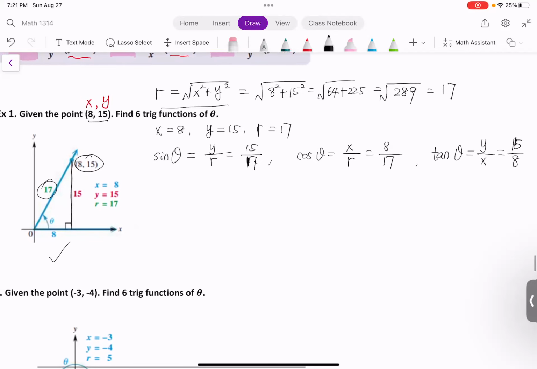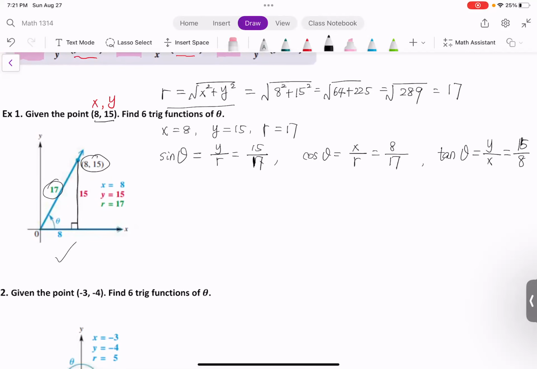Why am I listing these 3? Because I know another 3 are reciprocals of these 3. I don't need to memorize some formula again. I just flip the fraction. So the couple of sine is cosecant. Cosecant theta equals r over y. Or if you ignore this step, you just flip the fraction. I got 17 over 15. But I encourage you to memorize the formula. That's r over y.